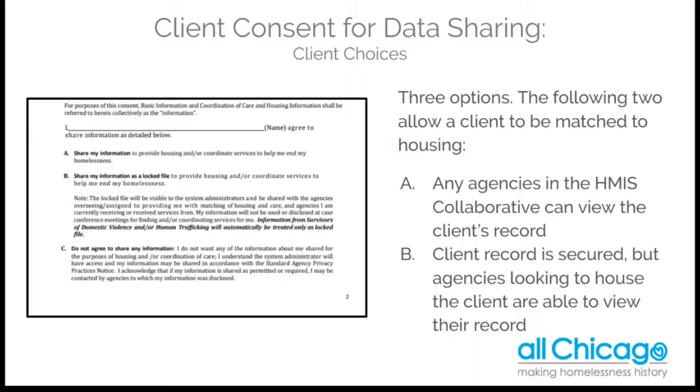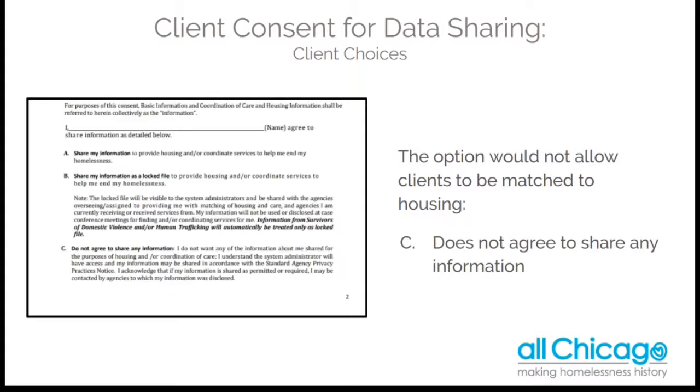Option B will lock the record, and only agencies providing services to that client are able to view the record. If this client is matched to housing by another agency, the client record is opened up to the potential agency. If housing cannot be provided, the record is locked again, only viewable to the agencies providing services. So this option restricts the amount of views to only those with possible assistance. This generally can be done by All Chicago. You can just submit a ticket through the help desk and we'll lock it and unlock it. But oftentimes someone on the matching team can do this as well.